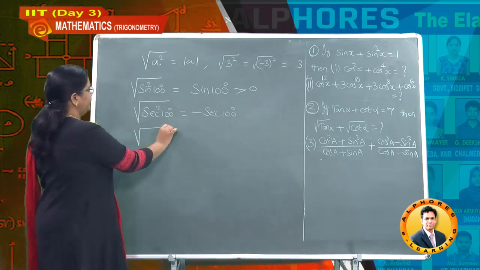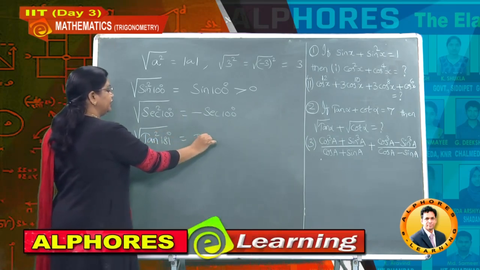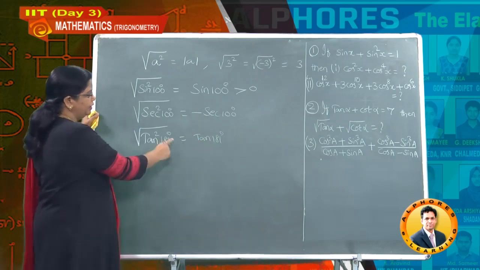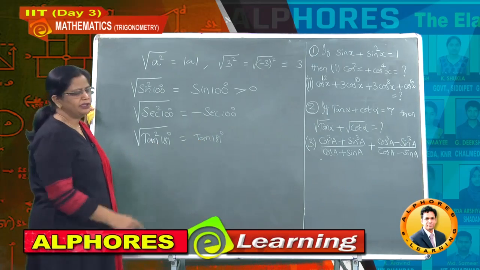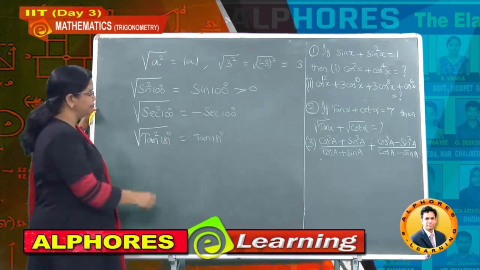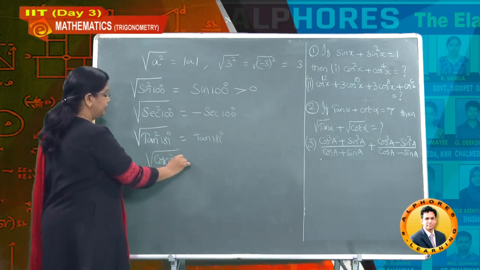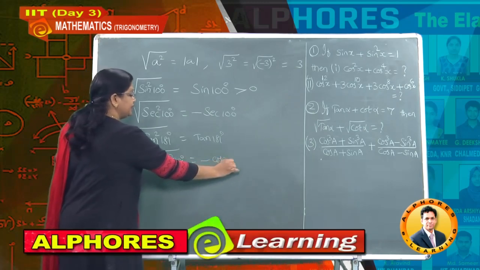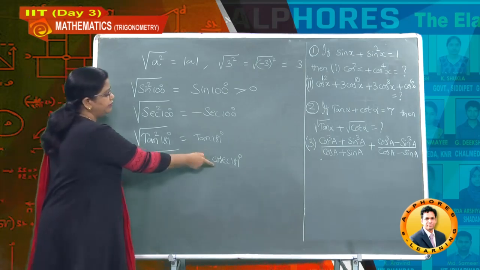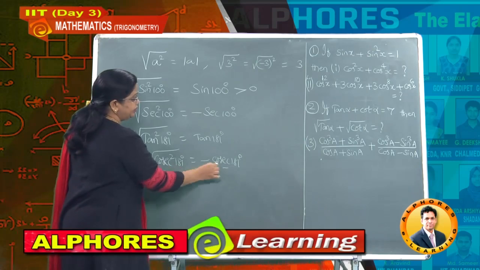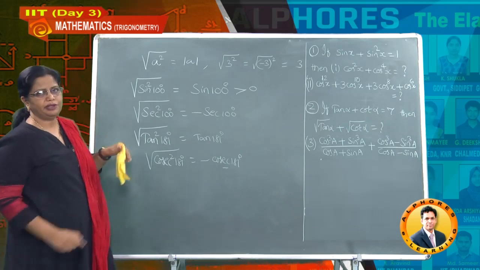Similarly, if I take root of tan square 181 degrees, then this value is nothing but tan 181 degrees. The reason is 181 belongs to the third quadrant, and in the third quadrant tan value is already positive, so no need to put an extra minus symbol here. And suppose it is cosecant square 181 degrees, then I have to write an extra minus symbol. The reason is 181 degrees belongs to the third quadrant. In the third quadrant cosecant value is negative, so minus into this minus, now it will become plus. That is the meaning of the square root of trigonometric functions.